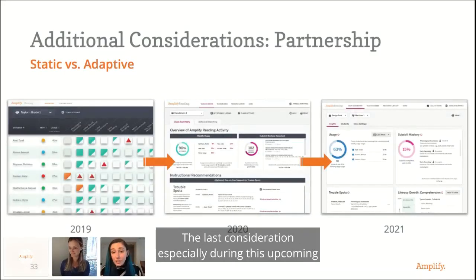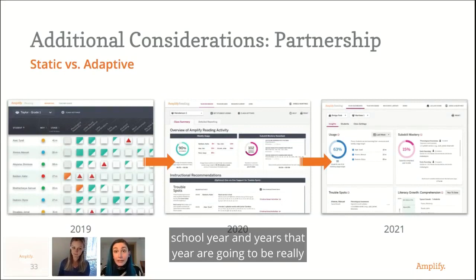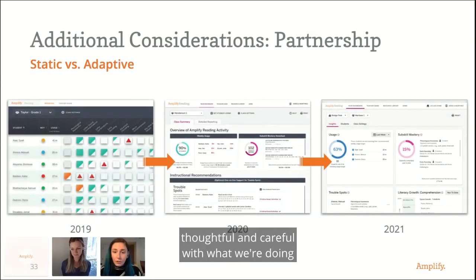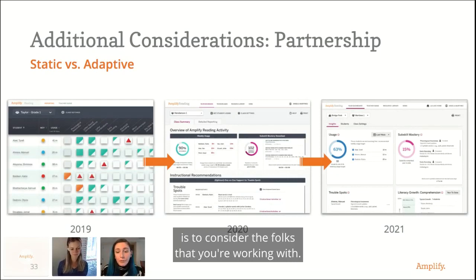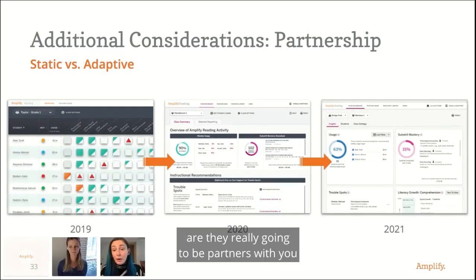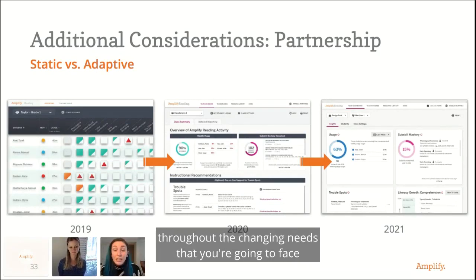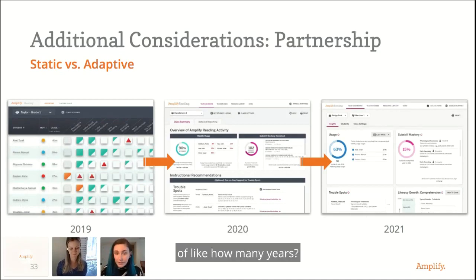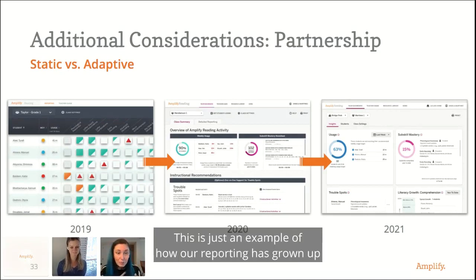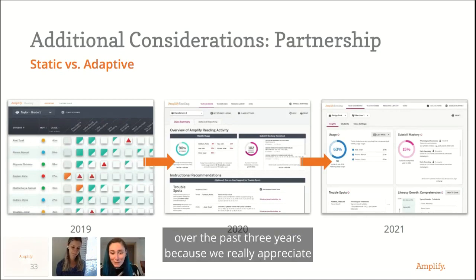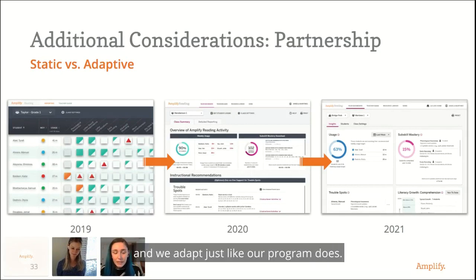The last consideration, especially during this upcoming school year and years that we know are going to be really challenging and important, and that we are being really thoughtful and careful with what we're doing, is to consider the folks that you're working with, the publishers of the programs you're using. Are they really going to be partners with you throughout the changing needs that you're going to face over the coming years? This is just an example of how our reporting has grown up over the past 3 years because we really appreciate the feedback we get from teachers and we adapt just like our program does.